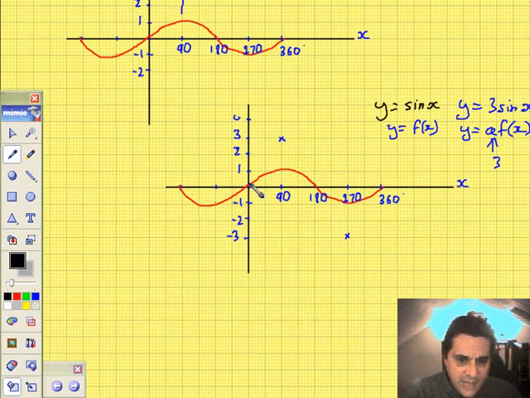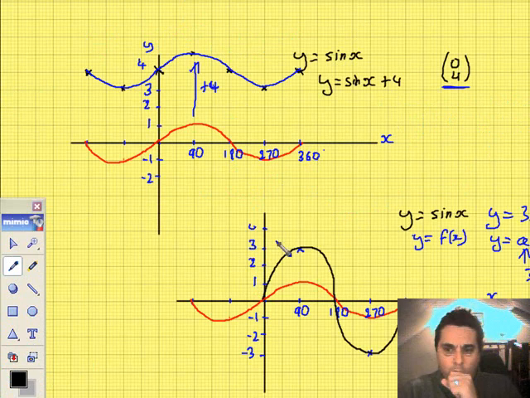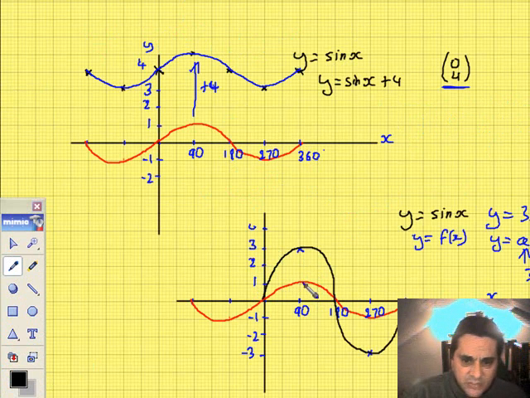If I draw it in carefully, I find the graph peaks on plus 3, comes through 180, 0, 270, minus 3, and back up to 360 again. So effectively I've stretched the graph times 3 in the y direction. So 90, 1 becomes 90, 3, and 270, minus 1 becomes 270, minus 3.